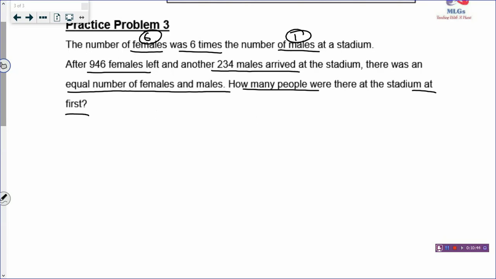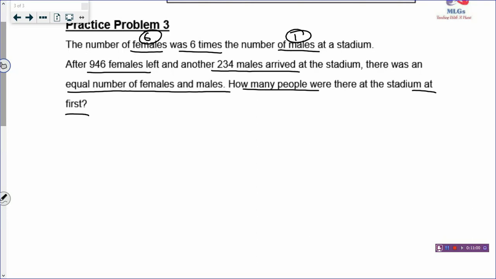And by the way, what is unchanged? Now, everything changed because the females left. So you have lesser females. And the males arrive. More males arrive. So you have more males. So all the two groups have changed in their numbers.